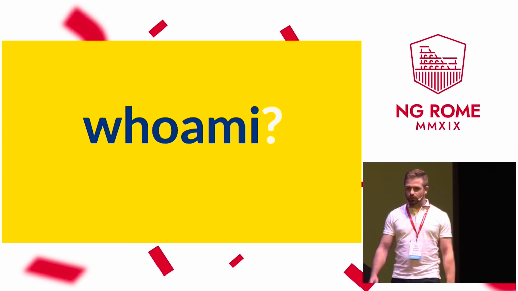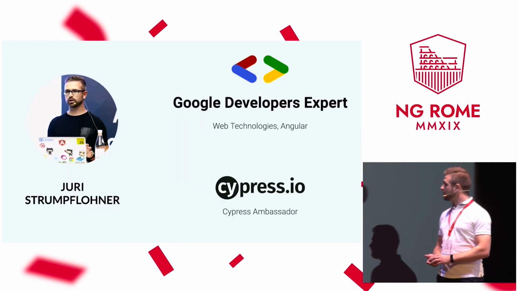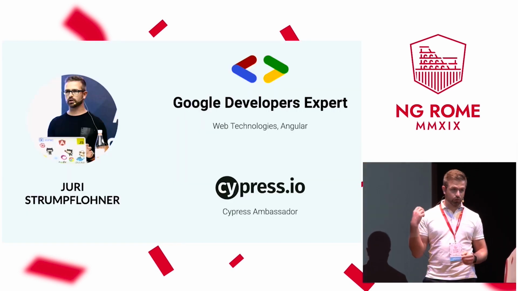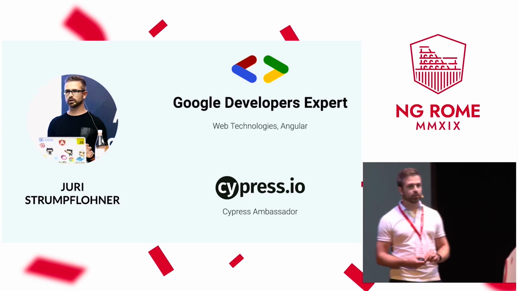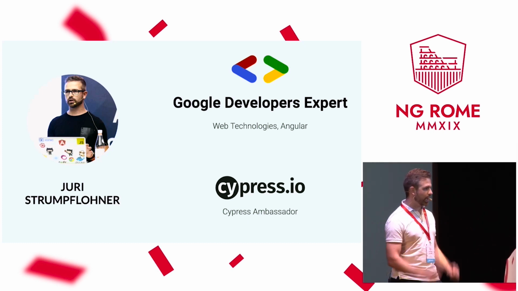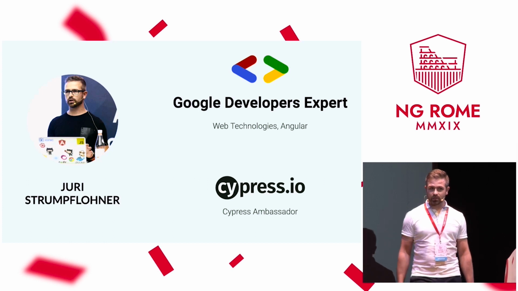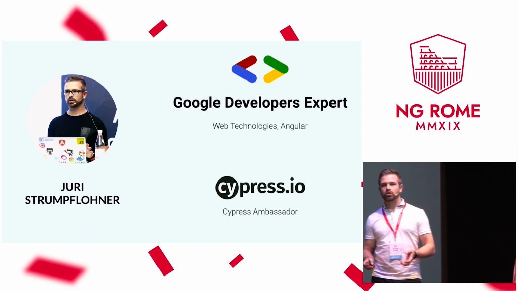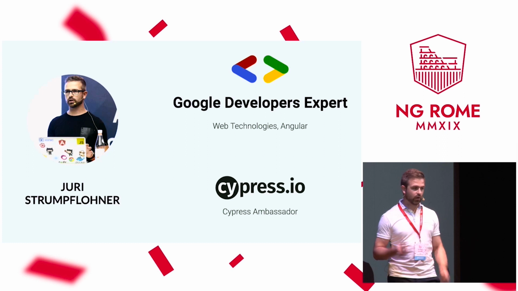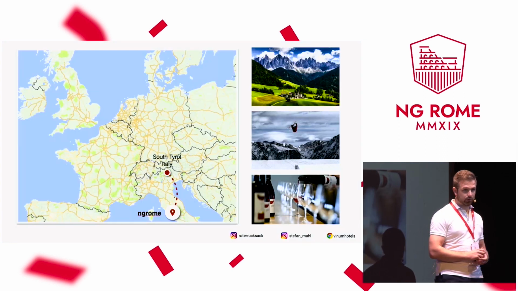So first of all, who am I? Juan already mentioned some of the stuff. My name is Juri Strumpflohner. I'm a Google Developer Expert in web technologies, mostly Angular. I recently also became a Cypress ambassador. Cypress is that new modern end-to-end testing framework. So if you haven't checked it out, definitely go and have a look.